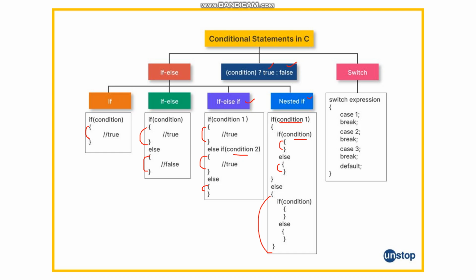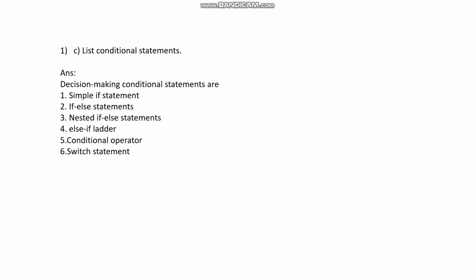Let's come to switch. The switch is called a multi-way or multi-path decision making statement. In the switch, first we check the expression against the case values. Whenever the expression value matches case one, then this block will be executed. If it does not match, we check the second case. If it matches, then that block will be executed. Whenever all the case values fail, then the default block will be executed. So, they are asking to list the conditional statements. All these are the conditional statements: simple if statement, if else statement, nested if else statement, else if ladder, conditional operator, and the switch statement.